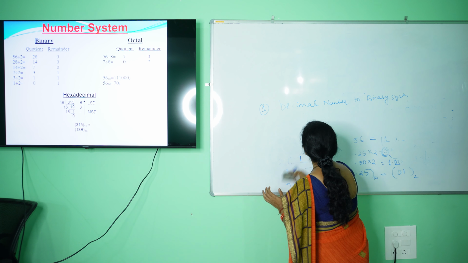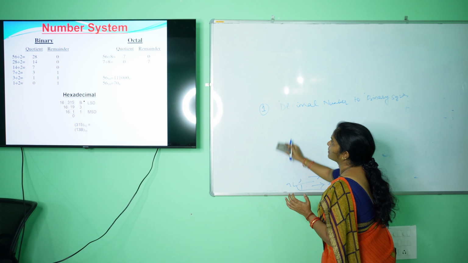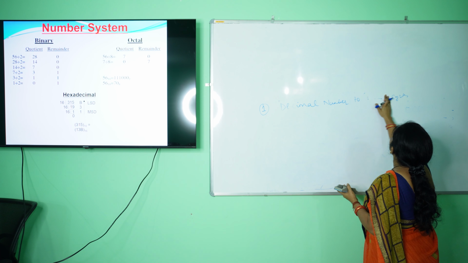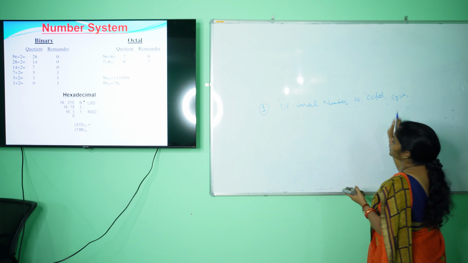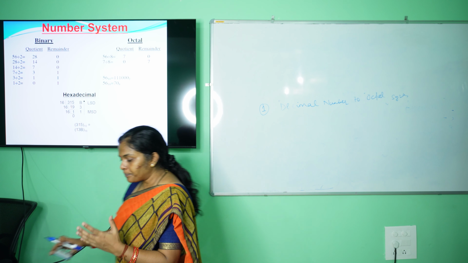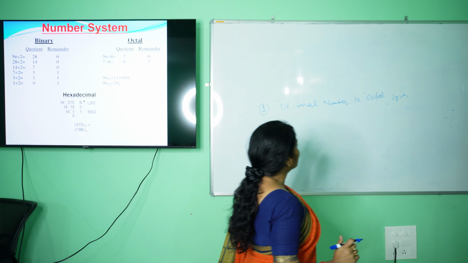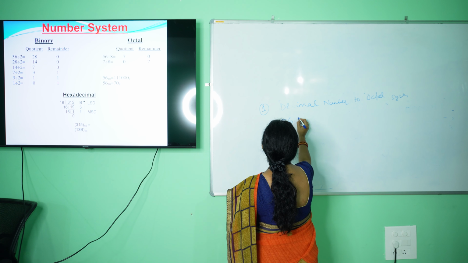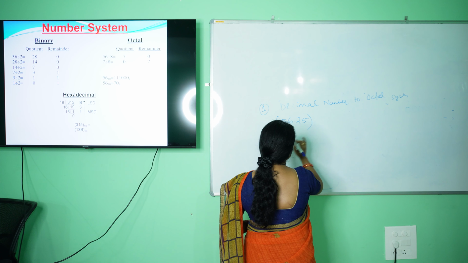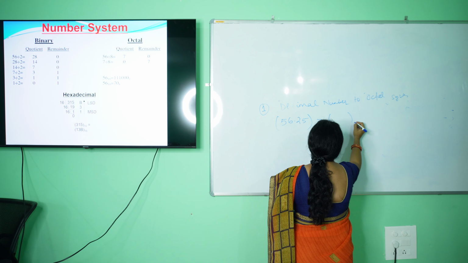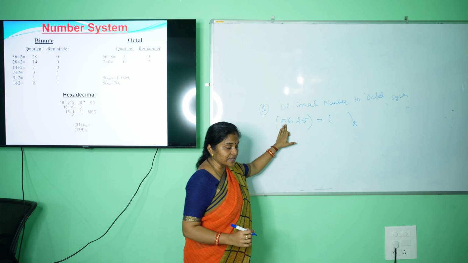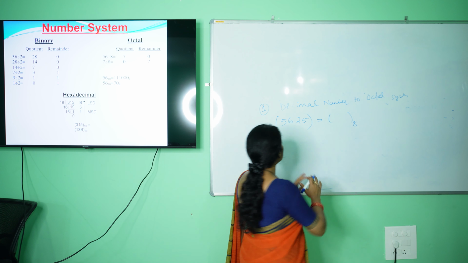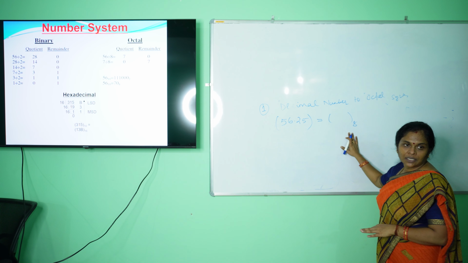Then comes decimal to octal. Only I changed binary to octal. Same principle. Our requirement is to convert it to the octal number system. So I am taking the same 56.25. The procedure is you have to divide 56 by 8 and multiply 0.25 by 8. The answer will be in the octal number system.